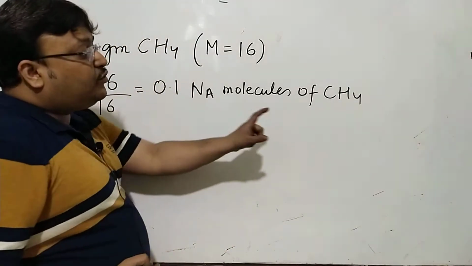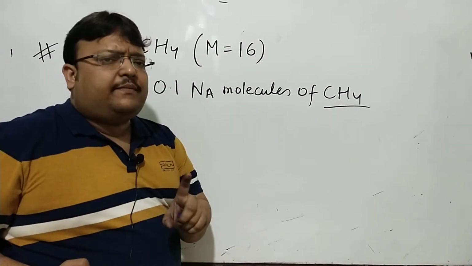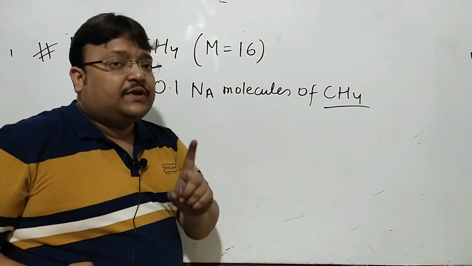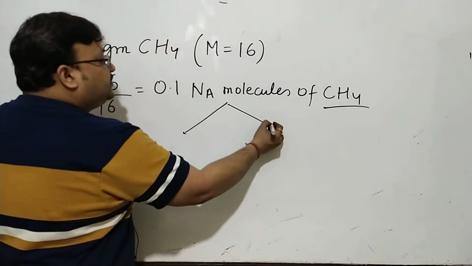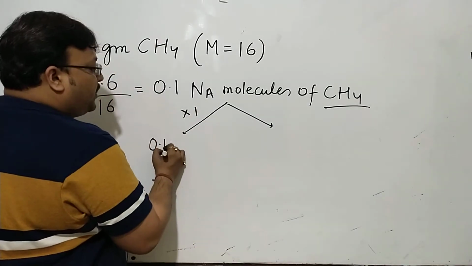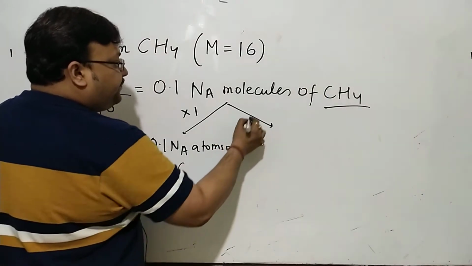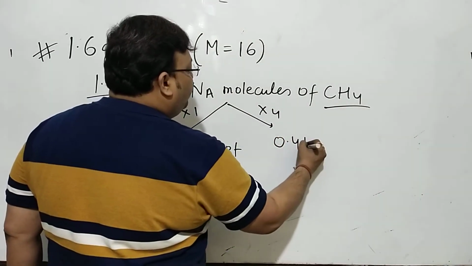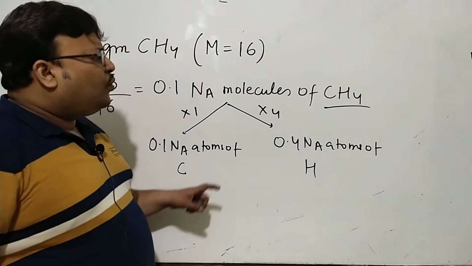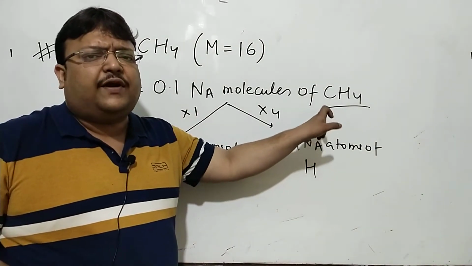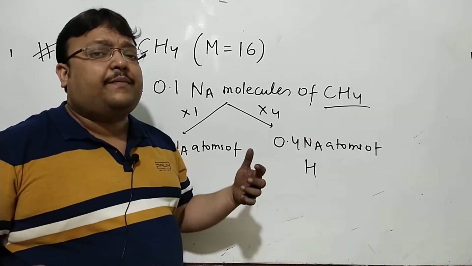Now how do you find individual atoms? One molecule of methane contains 1 carbon and 4 hydrogen. So these many molecules into 1 would mean 0.1 Na atoms of carbon, and into 4 would mean 0.4 Na atoms of hydrogen. I repeat, one molecule contains 1 atom of carbon, 5 molecules will contain 5 atoms of carbon, 10 molecules will contain 10 atoms of carbon, and so on.